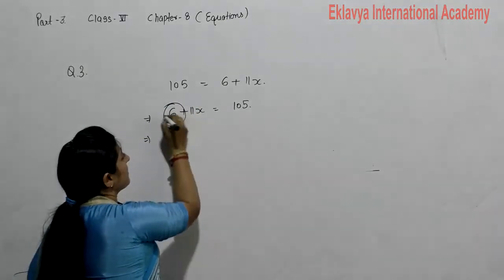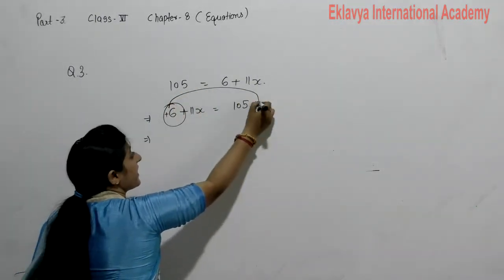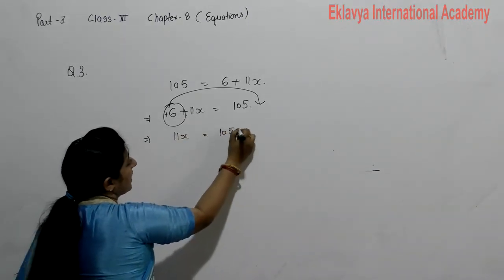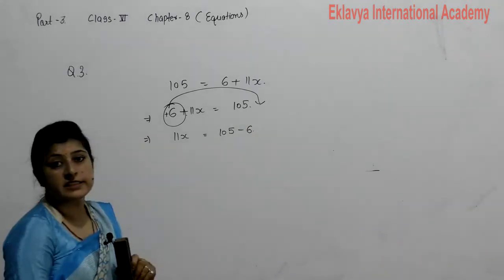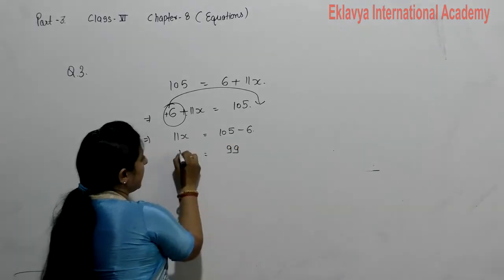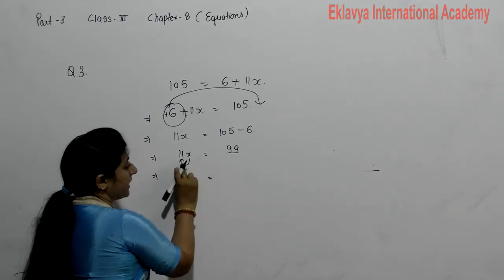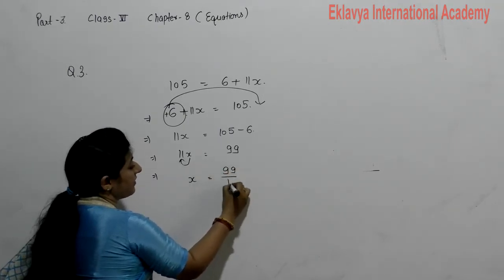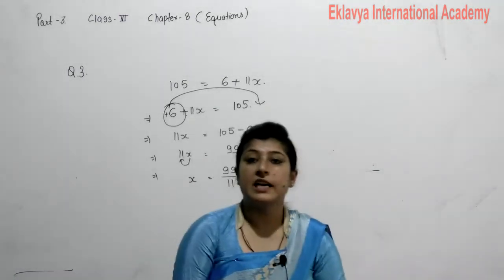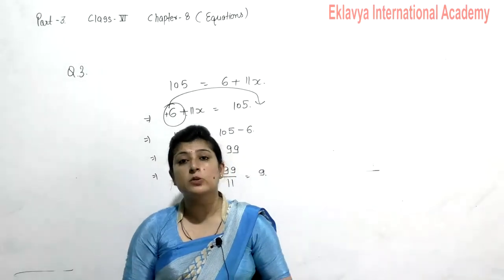This 6 has no sign, which means it is a plus sign. Then this plus 6, when you change the side, this 11x has a positive sign, 105 minus 6. This becomes 99. Now here 11 is in multiplication, so it will come in division, then our x value is equal to 9. This is how we solve the equation in 2 steps.